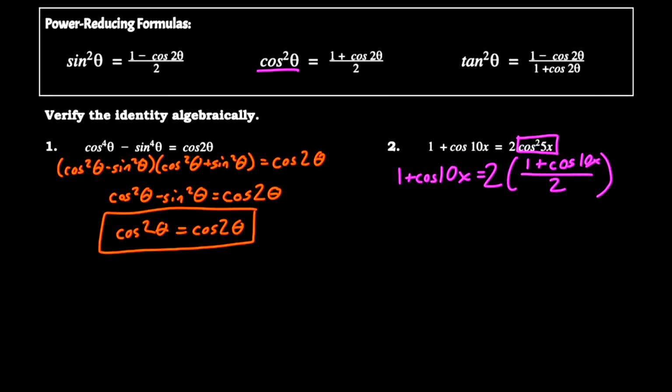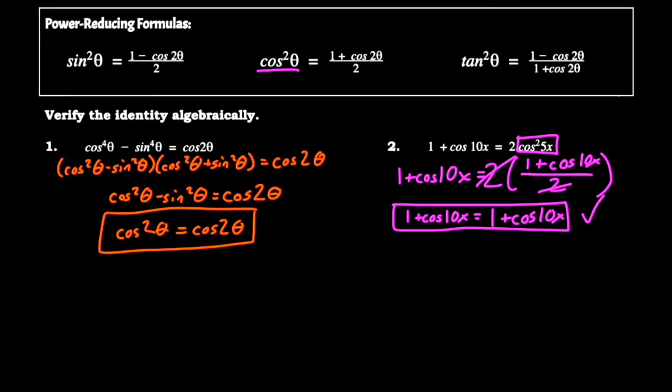But now that we've made this big substitution, we can just start simplifying things down. Okay, so we have 2 out front, and then dividing by 2 in here, those will go away, and we're left with just 1 plus cosine of 10x. And that's actually what we have on the left side. So again, this is just an easy 2-step proof. And now that the left and the right side are exactly the same, we can say that we're done. Hopefully that will get you started with your double angle and power reducing formulas.